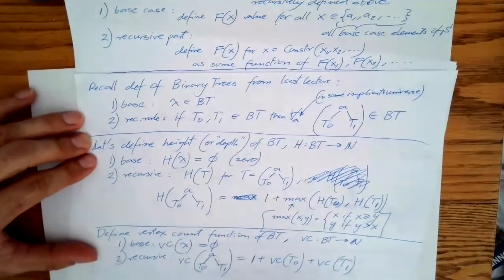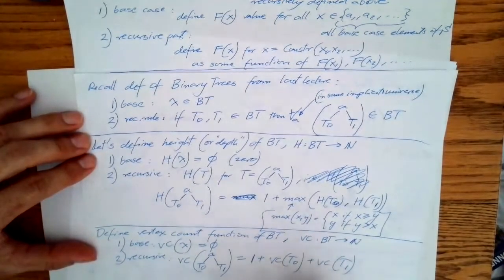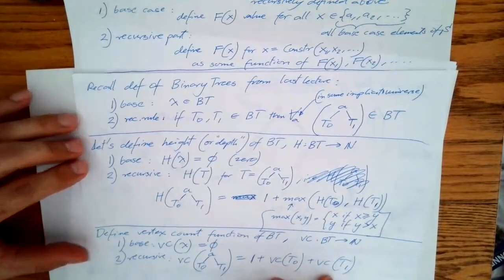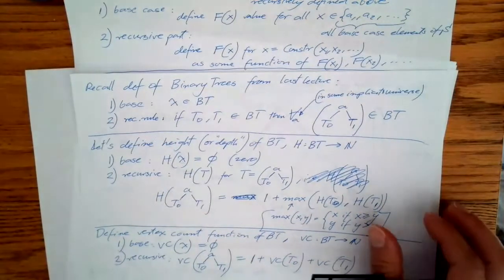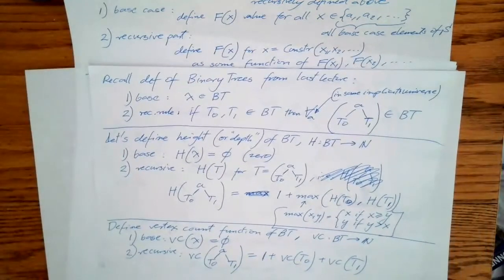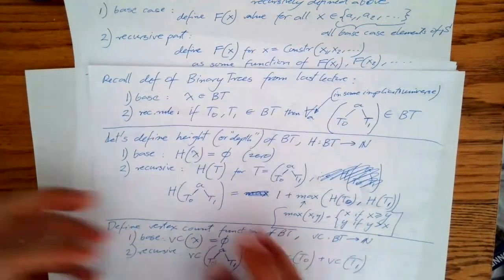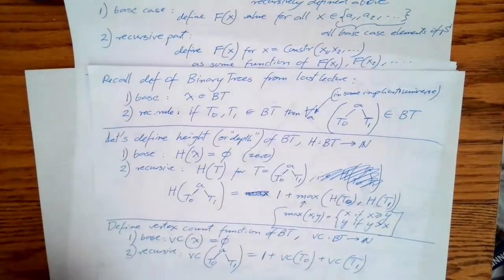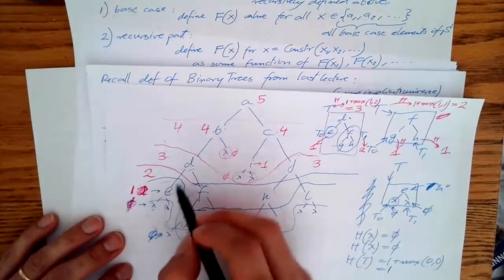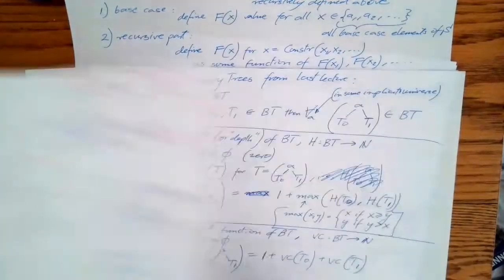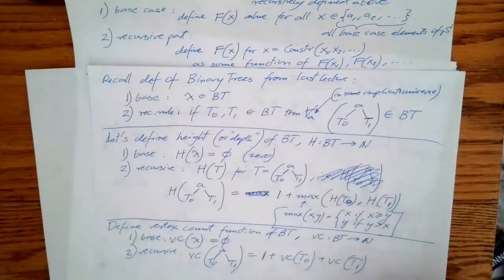I will not have time right now to go through how this successfully defines the vertex count, but you can check that it will. You use the same binary tree and the same climbing up the subtrees, and all the subtrees are going to define this correctly.